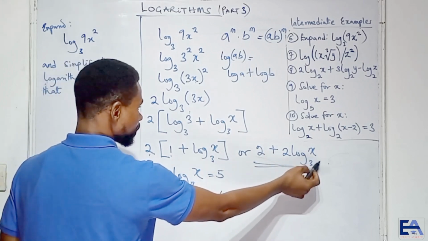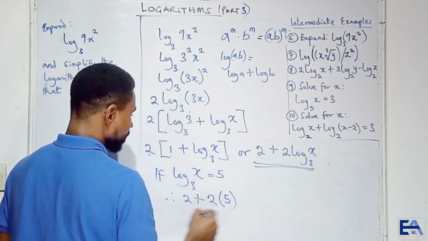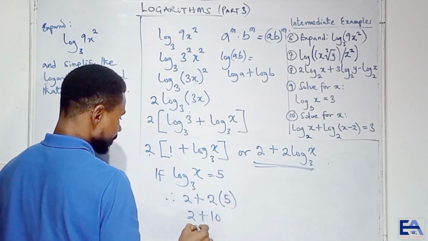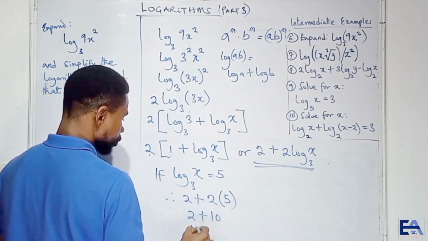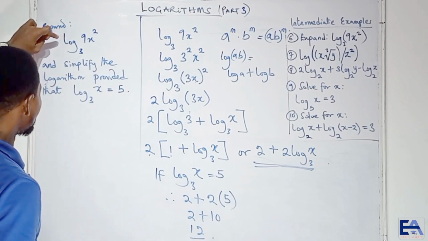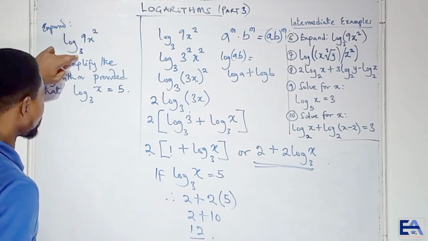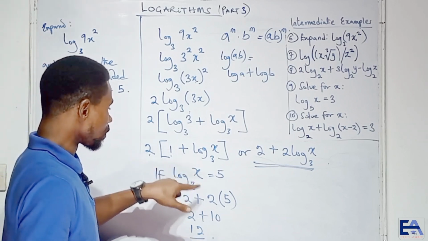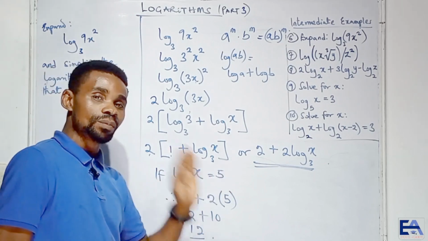So log x to base 3 is 5, just put the 5 there. And then you have 2 plus 2 times 5 is 10. And then the final answer is 12. Which means that the logarithm of 9x squared to base 3 is equal to 12, provided that the logarithm of x to base 3 is equal to 5.